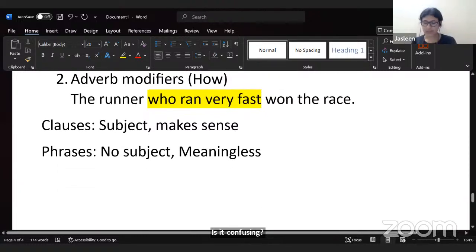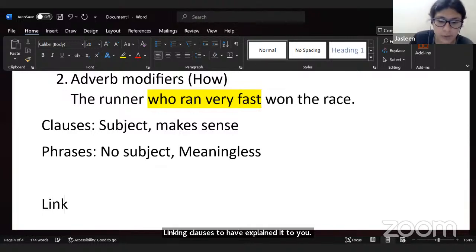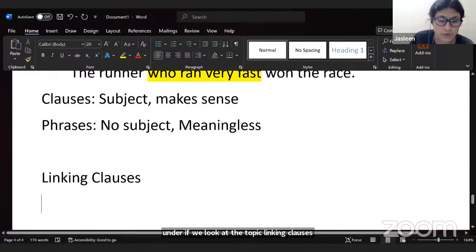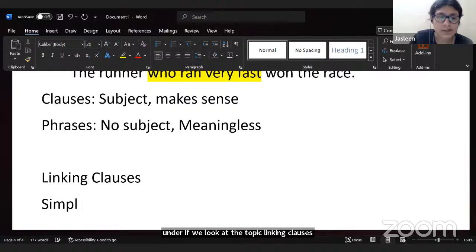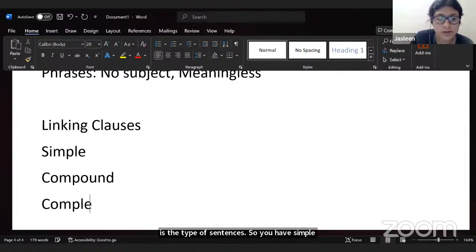Let us move to the next topic. Plural and possessive nouns, we have just completed it today. Then we have linking clauses. Linking clauses too, I have explained it to you. If we look at the topic linking clauses, one thing that is very important over there is the type of sentences. So you have simple, compound, and complex. Okay.